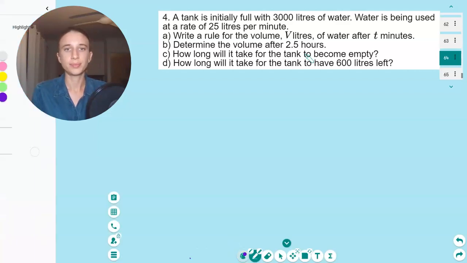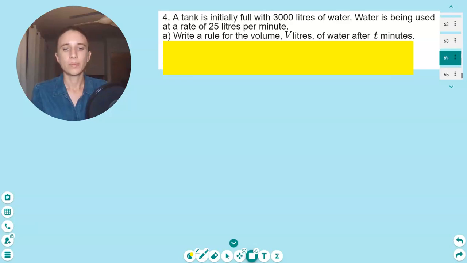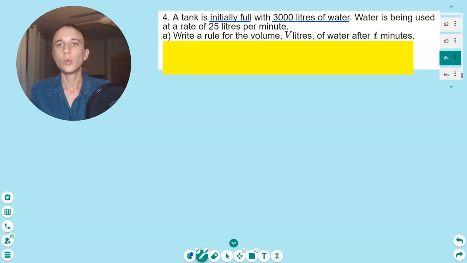Let's check out this. Let's get a bit of a different color going on. Okay. Everything is all right. Okay. A tank is initially full with 3,000 liters of water. Let's underline some keywords. Initially full with 3,000 liters of water. Water is being used at a rate of 25 liters per minute. Write a rule for the volume V liters of water after T minutes.